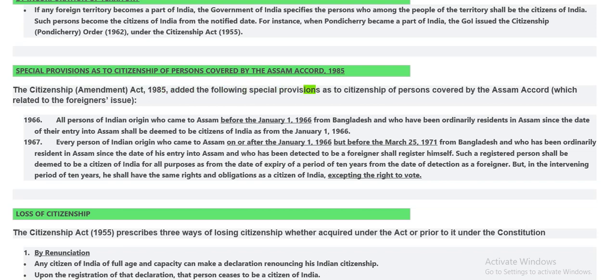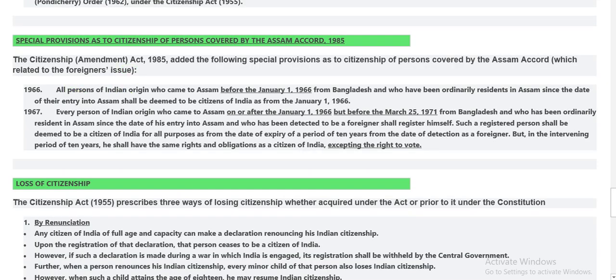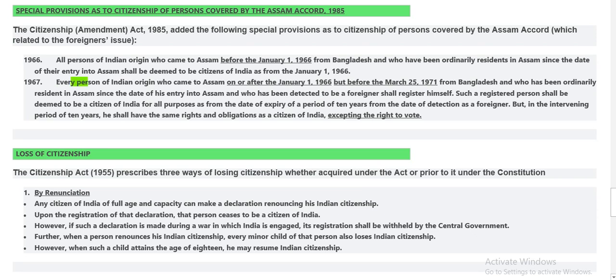The Citizenship Amendment Act, 1985, added the following special provisions as to citizenship of persons covered by the Assam Accord, which related to the foreigners' issue. All persons of Indian origin who came to Assam before January 1, 1966 from Bangladesh and who have been ordinarily residents in Assam since the date of their entry into Assam shall be deemed to be citizens of India as from January 1, 1966.